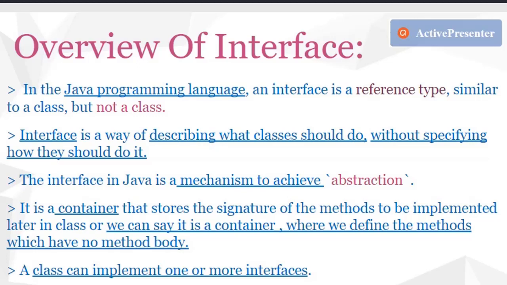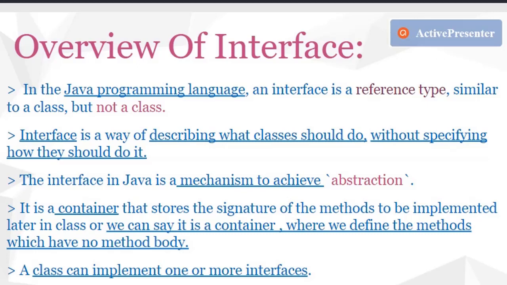Overview of interface. In the Java programming language, an interface is a reference type similar to a class, but interface is not a class. Interface is a way of describing what classes should do without specifying how they should do it. Yes, the interface in Java is a mechanism to achieve abstraction.